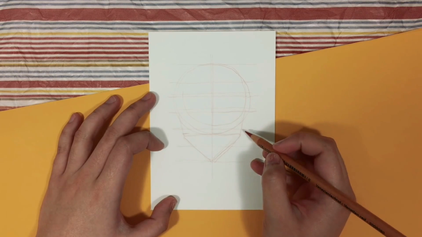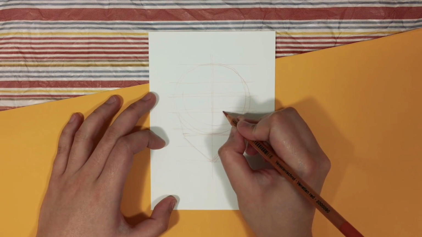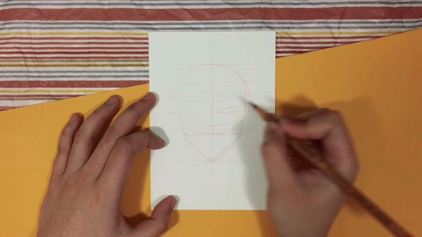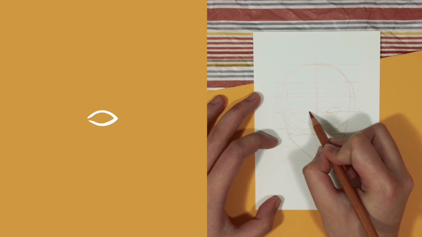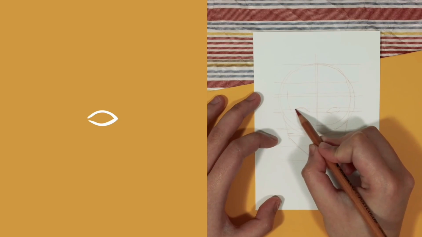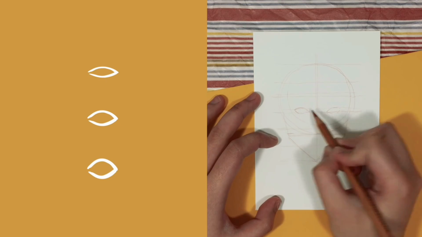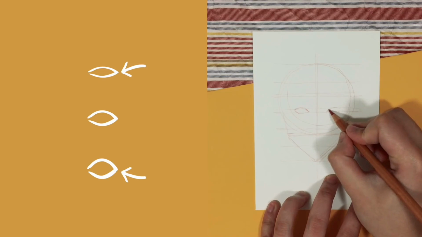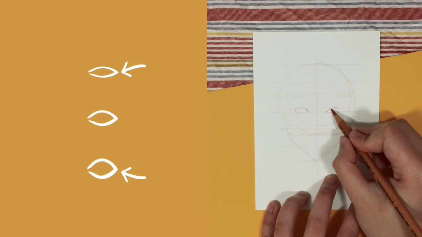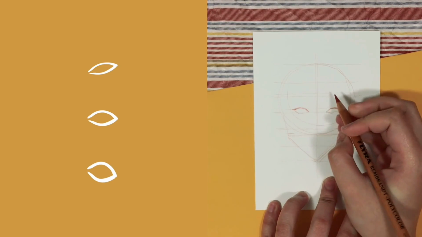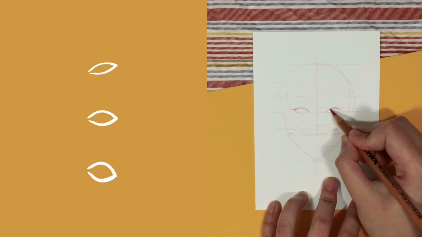Now that we have the guidelines, we can start adding in the facial features, starting with the eyes. When drawing the eyes, I like to start with a basic leaf shape on line 4. And the height of this shape can determine how big or how small the eyes we want to draw. I also like to take note of the outer point, because changing the placement of this, whether it's a little bit higher up or a little bit lower, it can give us a range of eye shapes, such as an almond eye shape or a downturned eye shape.